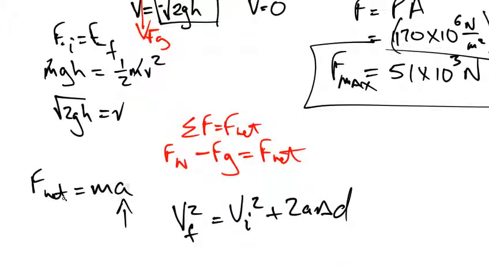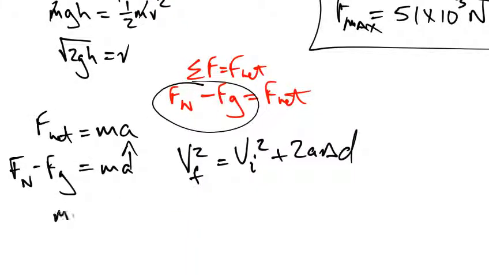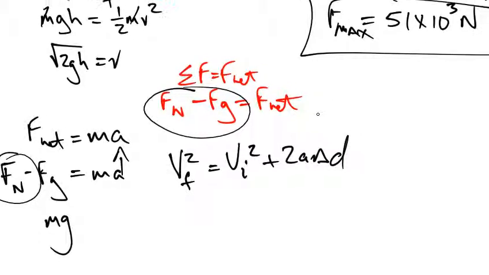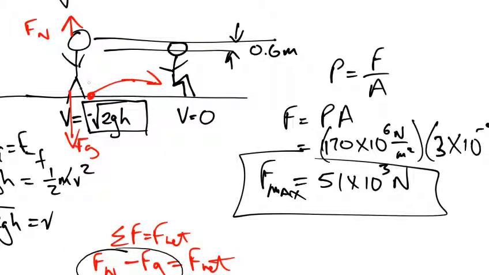Now F net, I can substitute. I can say F net is Fn, which is the normal force, minus Fg from here. That's F net, so I can equal that to ma. Fg, that's easy. Fg is simply mg. Fn, what's the normal force? Well, guess what? The normal force is the force that the person's legs exert. Therefore, the normal force is F max.